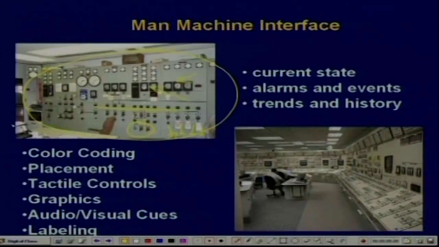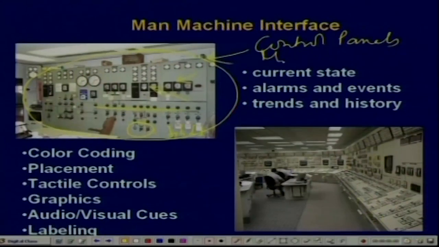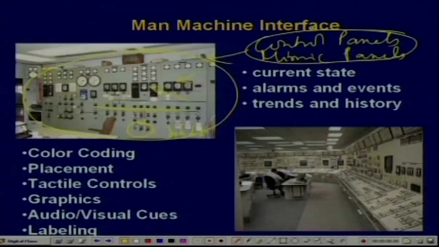So you see that these are panels, these are called control panels, or mimic panels sometimes. So previously we used to have mainly such man-machine interfaces with big meters, and now the design of these has to be such that problems are easily identified.